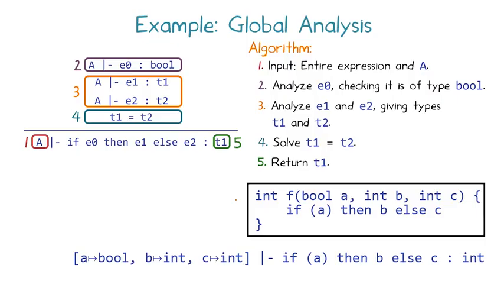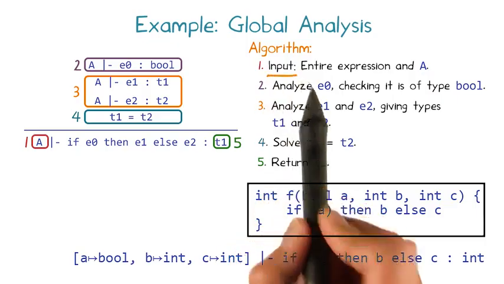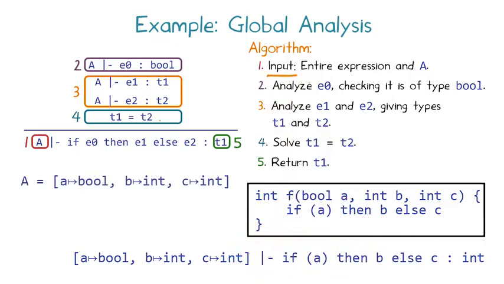We start out with the input as this entire expression and this environment A, which comes from the signature of function f. This environment summarizes the result of the analysis of the rest of the program in the following sense. Whenever f is called from the rest of the program, A can be assumed to be of type Boolean and B and C to be of type integer.